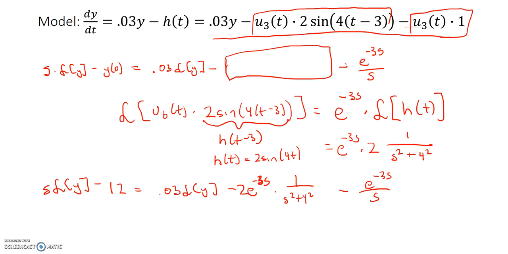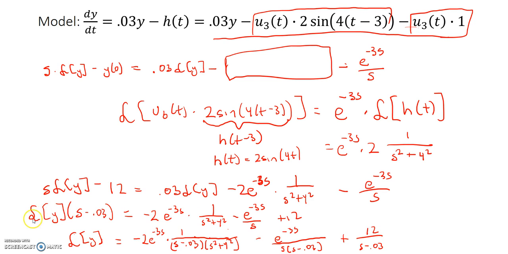Okay, so I can do a little bit of work here. Now if I do a little bit of algebra, I get my Laplace of y on one side, factor out an s minus 0.03, that'll come from this term here, and that will be equal to negative 2 e to the negative 3s times 1 over s squared plus 4 squared, that term, minus e to the negative 3s over s, which is that term, and then I'll move the 12 over, so I'll have plus 12. And then, of course, we want to isolate Laplace of y, so divide both sides by s minus 0.03, so we'll get an s minus 0.03 in the denominator of this term here, and in the denominator of this term here, and then we'll get 12 over s minus 0.03.